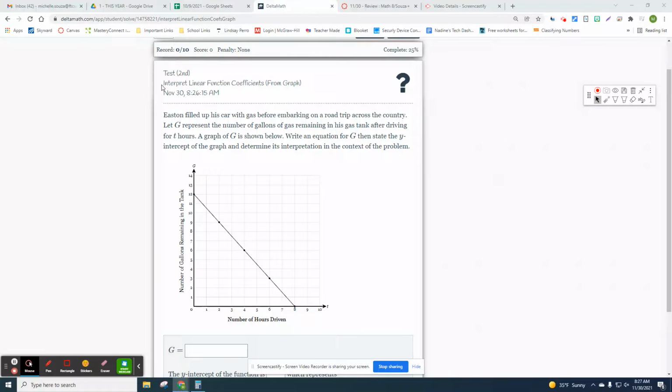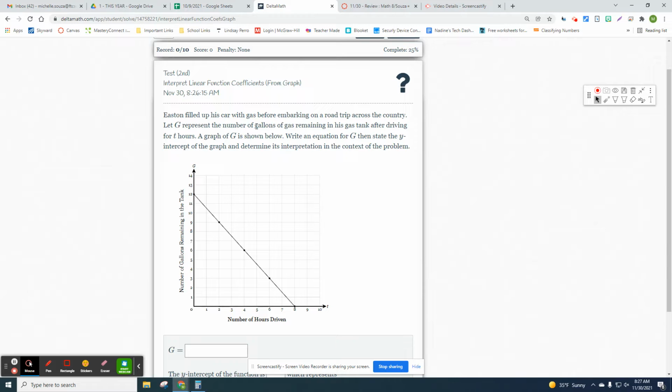Hi everybody, so we're talking about interpreting linear function coefficients from graphs, okay? This is the one a lot of you have been having trouble with, one, because you don't want to read it, and two, you need to determine the information based on the graph. So Easton filled up his car with gas before embarking on a road trip across the country, okay?